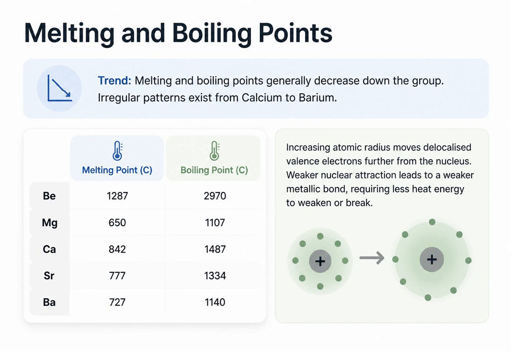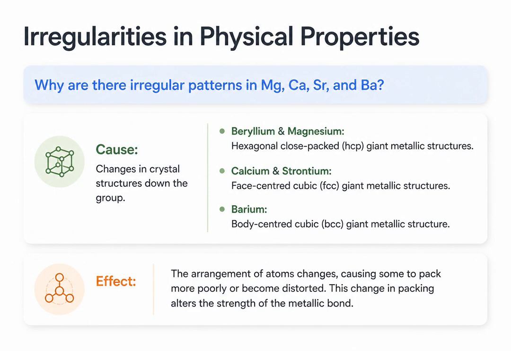The reasoning is identical to atomization energy. A larger atomic radius means the delocalized valence electrons are further from the nucleus. This weaker attraction results in a weaker metallic bond, so less heat is required to melt or boil the metal. However, you will notice some irregular spikes in the data, particularly around calcium. You may have noticed those irregular patterns in the melting and boiling points.